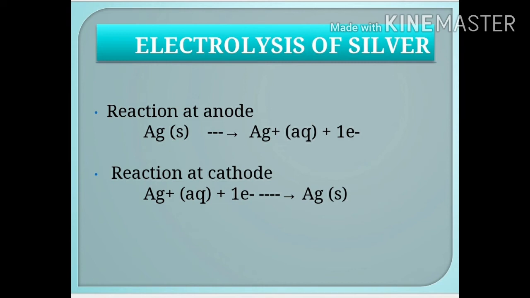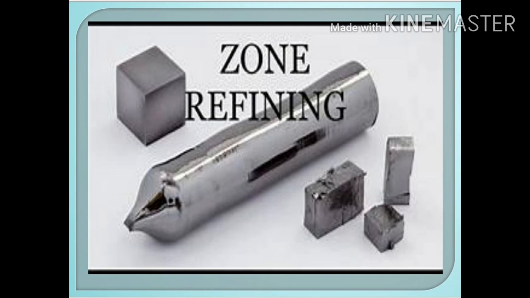So what is the reaction at the anode? Anode always proceeds with oxidation. Oxidation means the loss of electron. So the silver metal is converted into silver ion by losing one electron. And the reaction at the cathode is always reduction. Reduction proceeds with the gain of electron. It is actually the reverse of this reaction. So the Ag+ with one electron is converted into Ag, silver metal.